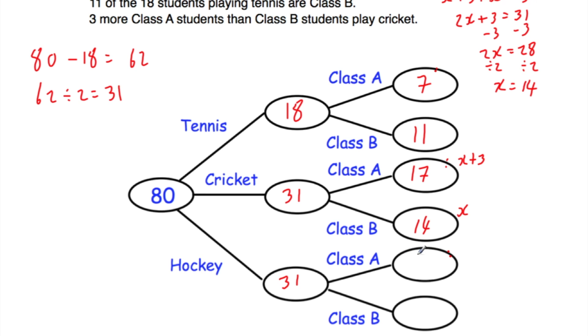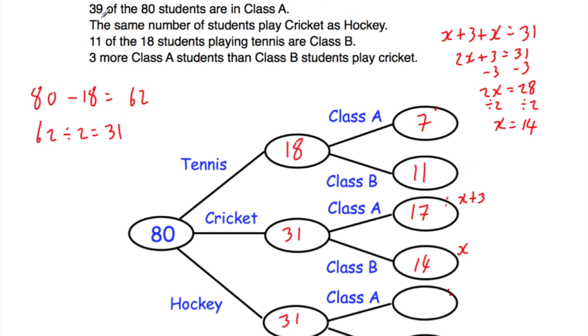And finally, we need to find out the number of Class A students and Class B students that are playing hockey. So there's 31 students playing hockey. Now, if we go back to the question, the very first sentence says 39 of the 80 students are from Class A. So if we have a look at Class A, we've got 7 here from Class A, in this oval. We've got 17 here from Class A. And then this number here is Class A. And if we add them together, we should get 39.